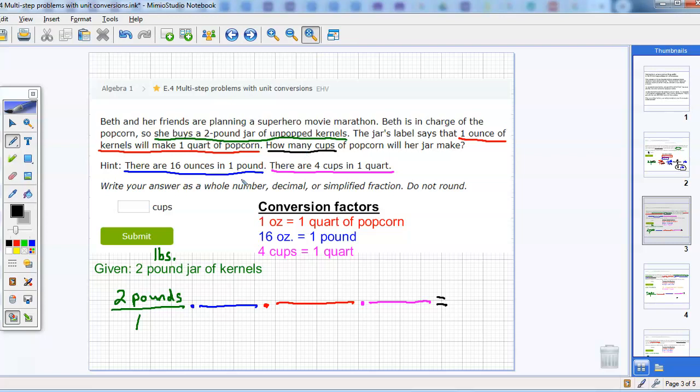Where are we starting? We're starting with 2 pounds. Now, what do they give us as far as conversion factors or equivalences? We know that 1 ounce is equal to 1 quart of popcorn. We know that 16 ounces is equal to 1 pound. We know that 4 cups is equal to a quart. Now, notice here, I have to figure out which one to use first, and I've already laid this out. I know which one to use. If I want to cancel pounds, what would I need to go down here? I would need pounds to go diagonal. So I'm going to go ahead and put pounds diagonal. I'm not going to write the abbreviation. I'm actually going to spell it out. I'm not going to write the LBS.